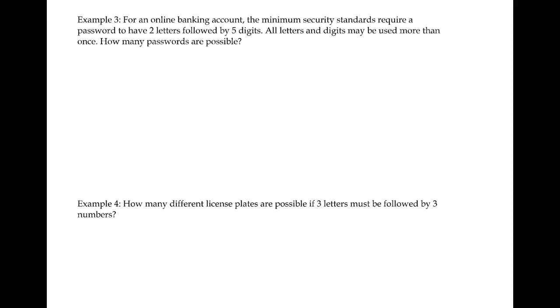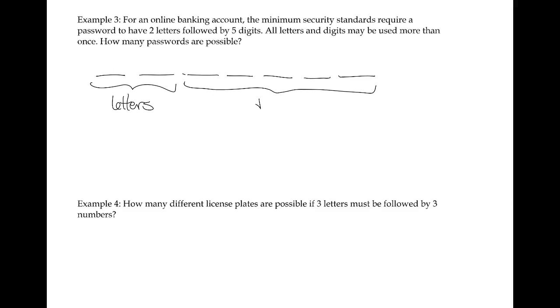So example 3, for an online banking account, the minimum security standards require a password to have 2 letters followed by 5 digits. So I've got 2 spots, and these both have to be letters. And then I've got 5 digits, and they have to be digits or numbers. All the letters and digits may be used more than once.